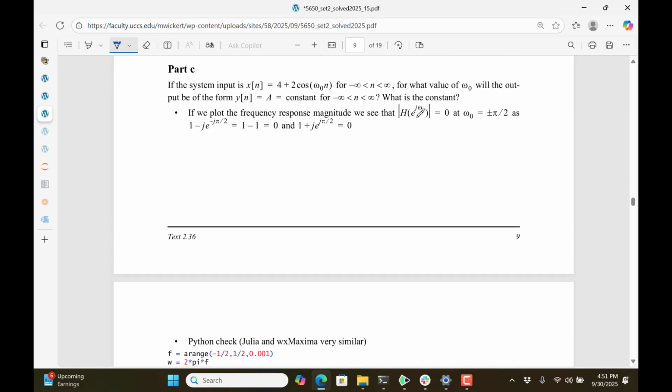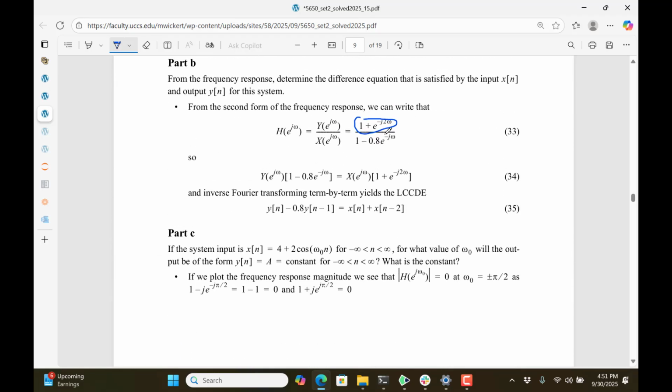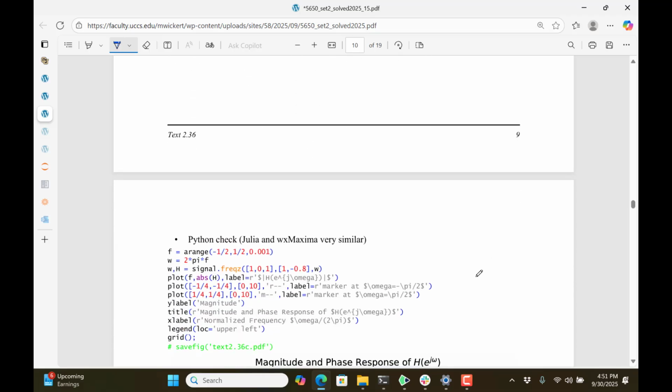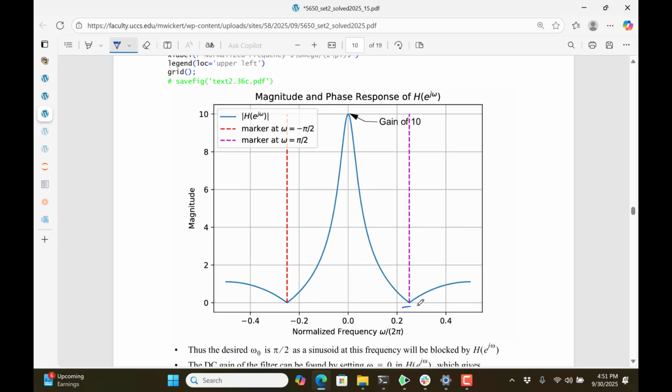But the 0 in the frequency response can be found by setting 1 plus j2 e to the minus j2 omega equal to 0, and that happens, of course, when this e to the minus j2 omega is equal to j something or another. So it's going to be 1 minus 1, and it's going to be equal to 0. So that lets you find the frequency. That's pi over 2, and that is this point right here. So it's 0.25 on the normalized frequency axis.